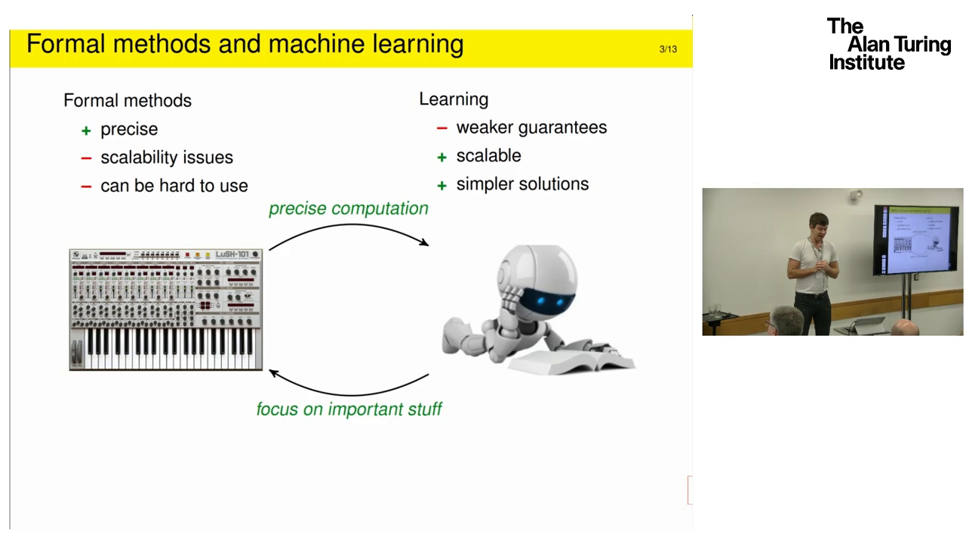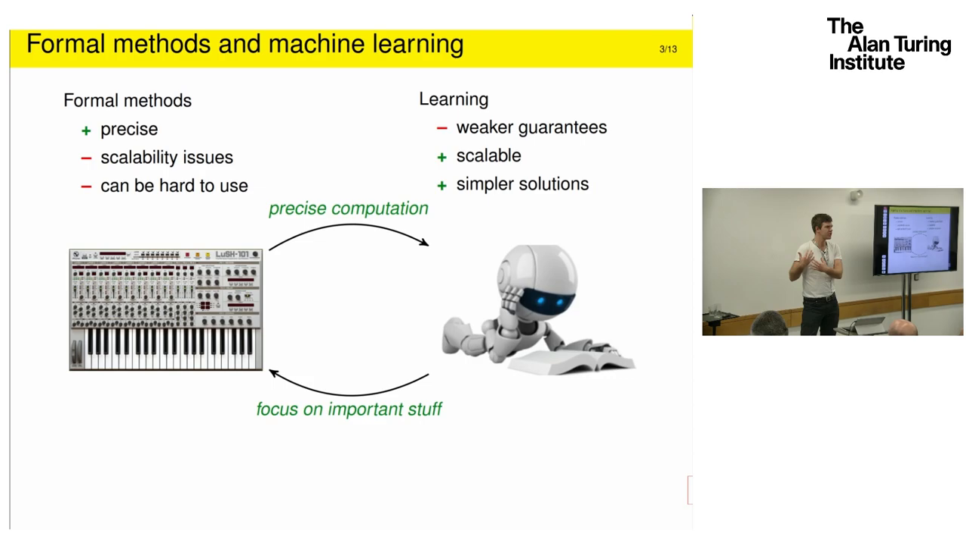The general idea of the approach is that what formal methods can provide us with is a very precise and reliable computation that provides maybe more precise data than the learner usually has in the standard machine learning setting.